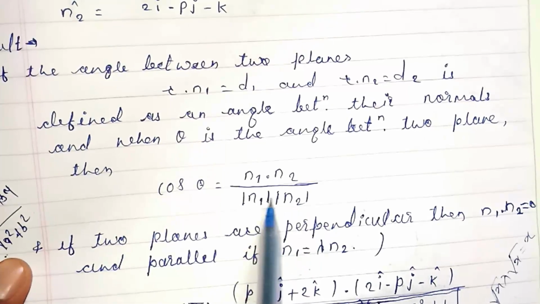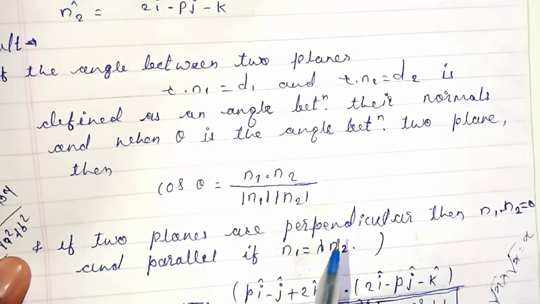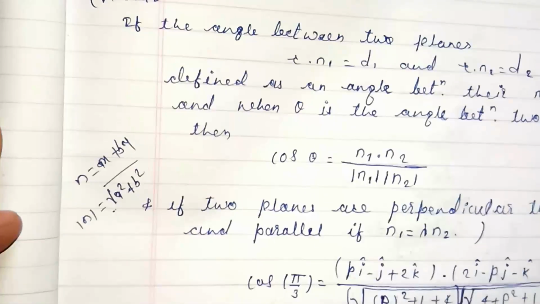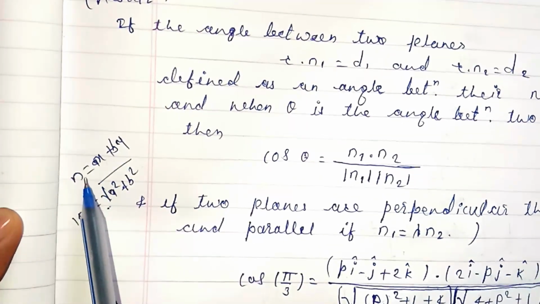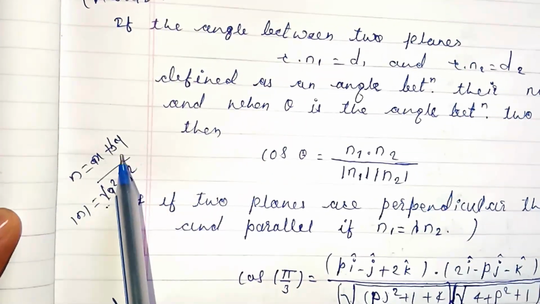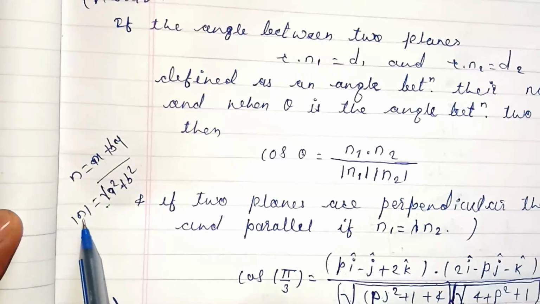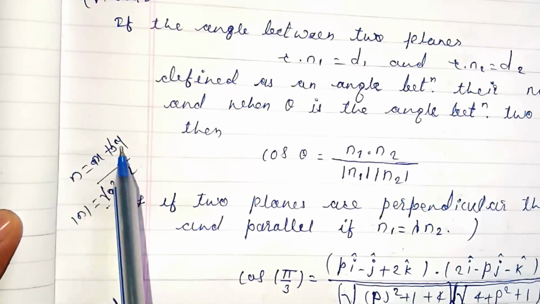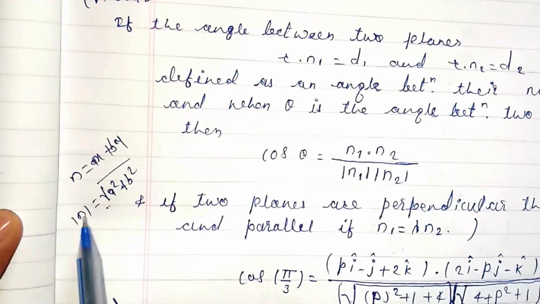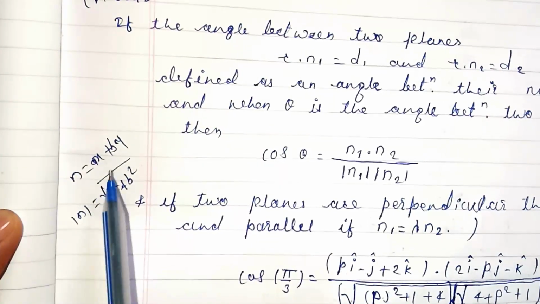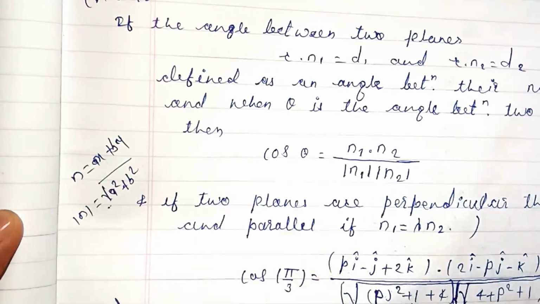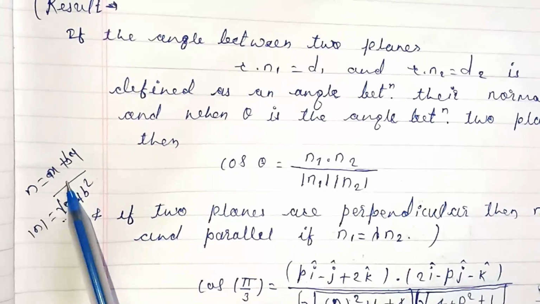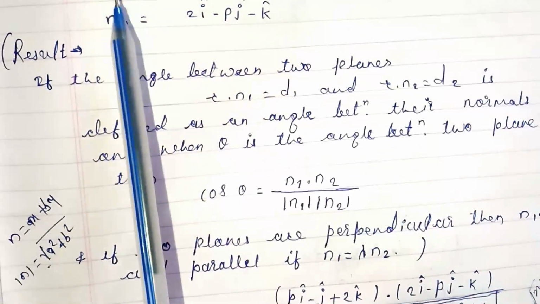Here the main task is how to find the modulus. For example, if we have n as ax plus by, and we want the modulus of n, we take the coefficients of x and y under a square root. So modulus of n equals the square root of a square plus b square, where a and b are the coefficients of x and y. Similarly, we apply this to our two given planes, n1 and n2.